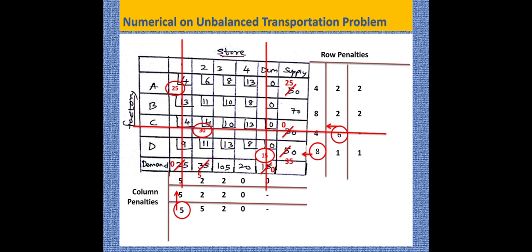Again I calculate row penalties and column penalties. Now 5 is maximum, the largest penalty, and 6 is coming minimum. 5 and 25 will be compared. 5 is minimum, so this will be allocated there, and it has to be reduced. So 5 minus 5 becomes 0, 25 minus 5 is 20. Now this particular column gets eliminated as demand has become 0.